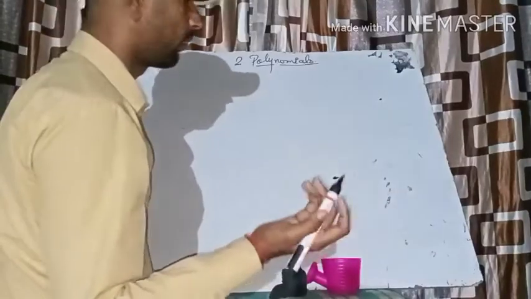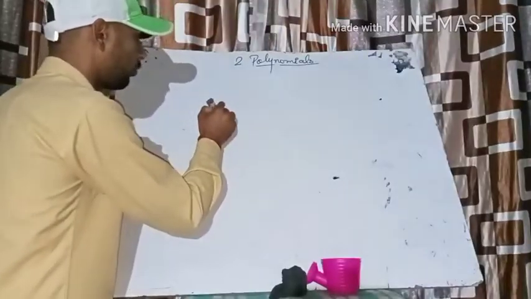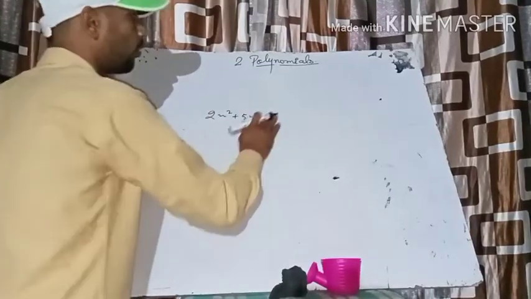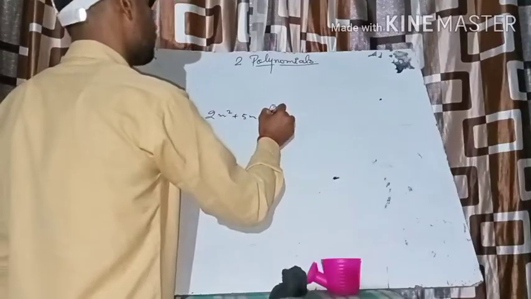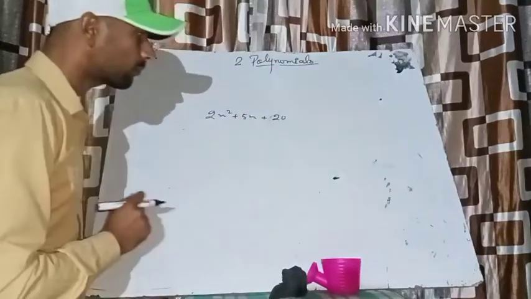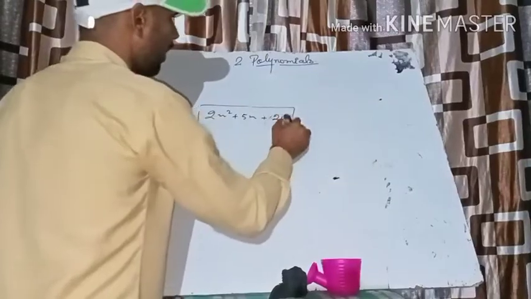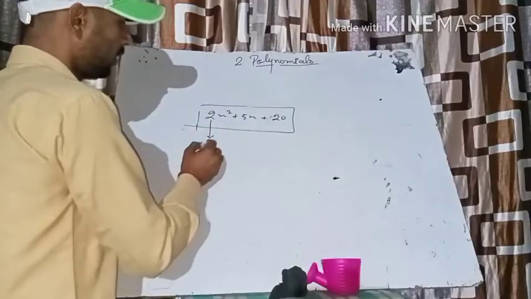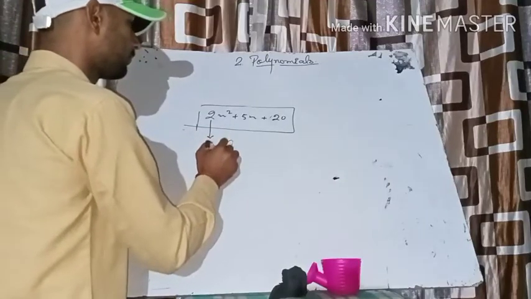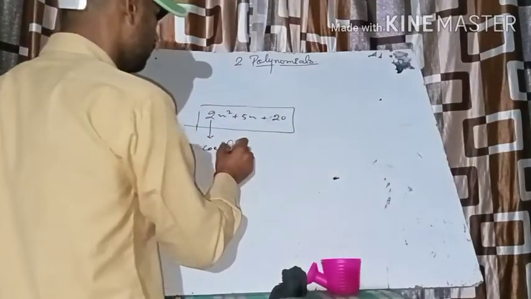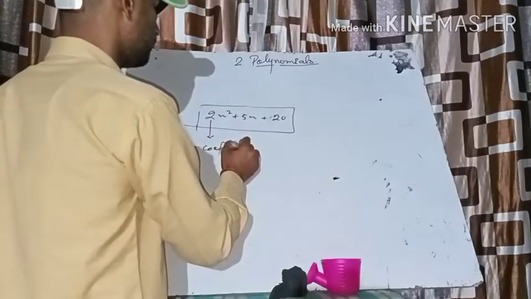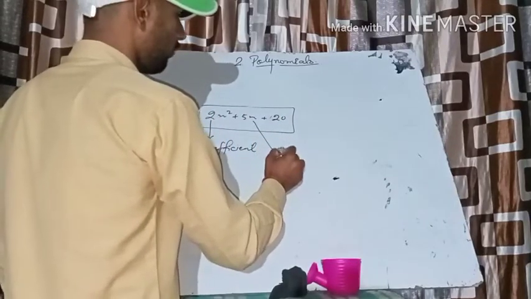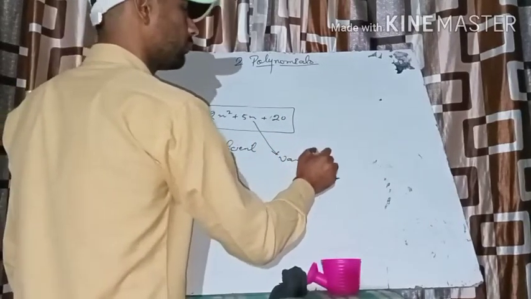Such as we have already learned in earlier standards, like 2x square plus 5x plus 2. So this is your algebraic expression. Here the 2 is the coefficient, which we already know, and this is your variable term.